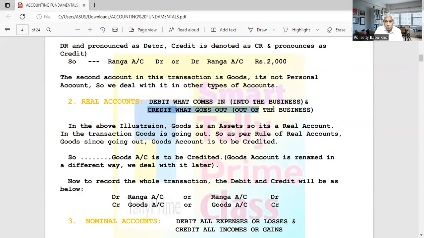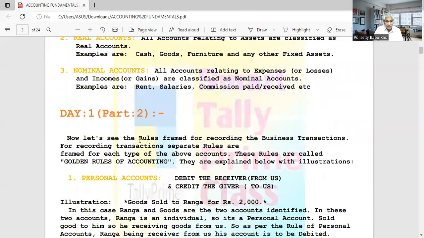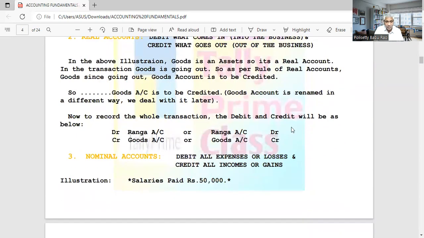Credit what goes out of the business. Here goods is going out of the business, so goods account is to be credited. Already, as per personal accounts, Ranga account is debited. Now goods account is credited. So in every transaction, definitely there will be two accounts. One account is to be debited and one account is to be credited, which is a must. But sometimes there will be more than one account also. That will come later. So here, the whole transaction recording is: debit Ranga account, and credit goods account.